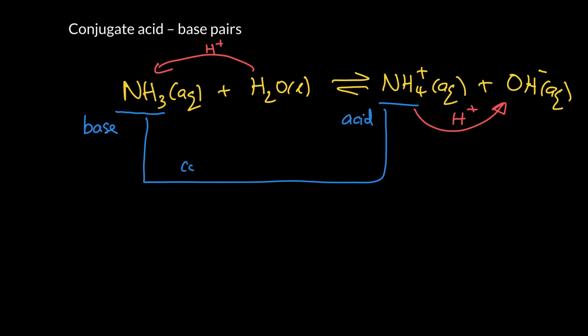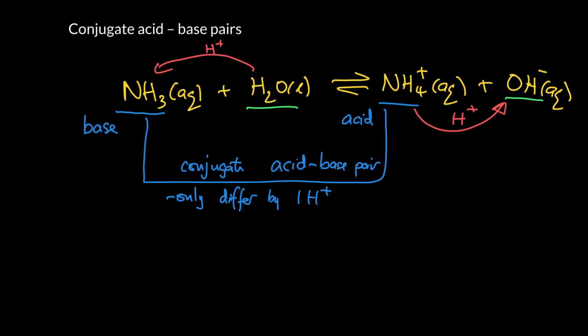And so this forms what we call a conjugate acid-base pair. And you can see they only differ by a proton. And the one that has one more proton is the acid, and the one that has one fewer is the base. And we can also see another conjugate acid-base pair in the case of the water and the hydroxide ion.